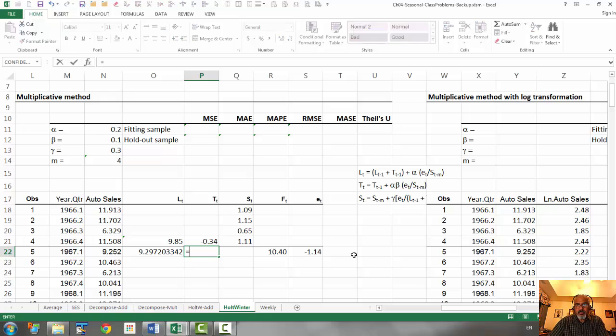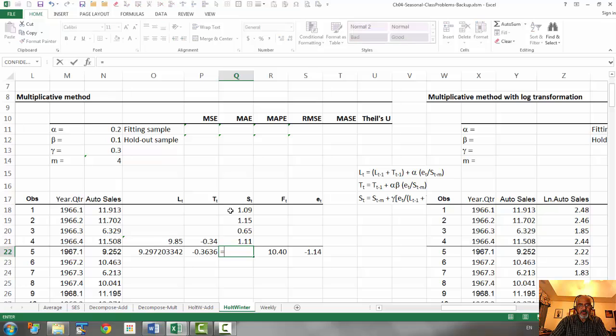The trend is, so here we need to be careful, look at the formula, slightly different. Okay, the T value from the previous season plus alpha, absolute reference that, beta, absolute reference that. Alpha times beta times E divided by the smooth seasonal index value from the previous time, previous cycle.